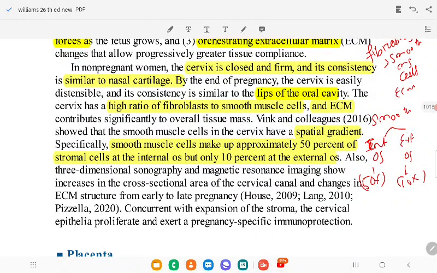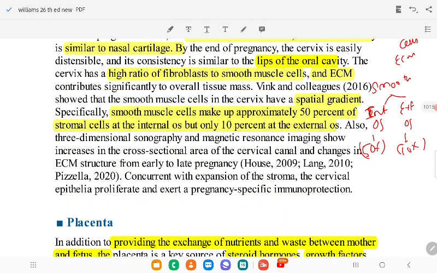In the non-pregnant state, the cervix is closed and firm, similar in consistency to nasal cartilage. By the end of pregnancy, the cervix is easily distensible and its consistency is similar to the lip of the oral cavity. The cervix has a high ratio of fibroblasts to smooth muscle cells. Another thing, smooth muscle cells make up to 50% of stromal cells at the internal os, but this differs from the external os. At the internal os, it is 50% stromal cells, but only 10% at the external os.